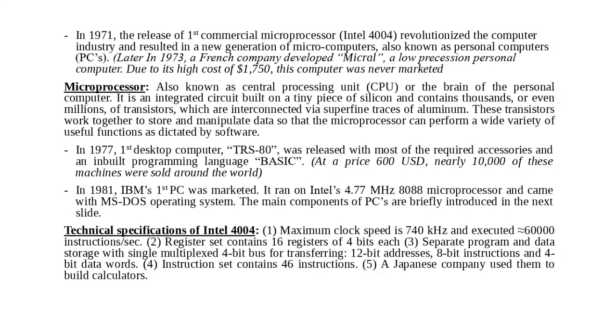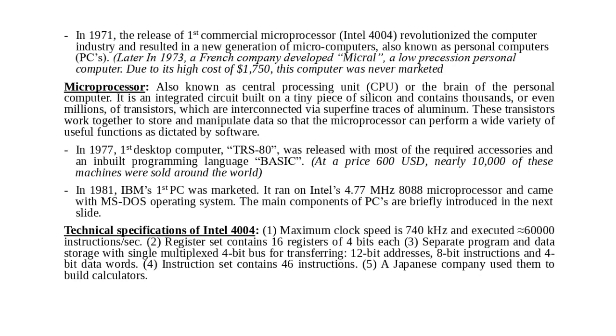The 8088's clock frequency is 4.77 megahertz, because all the digital ICs are synchronized with the clock pulse. It came with the MS-DOS operating system. Now we are using the Windows operating system. Windows came later, but previously the Microsoft DOS operating system was used.